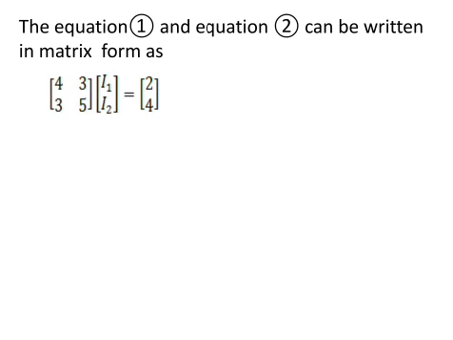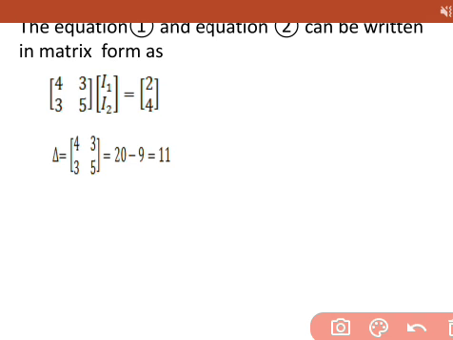The equation 1 and equation 2 can be written in matrix form as, on the left hand side of the system, the coefficient matrix, that means the coefficient of I1 and the coefficient of I2, and the right hand side with the answer values. Answer values means 2 and 4. Let delta be the determinant of the coefficient matrix of the above system. The determinant of the given matrix is 4 into 5, 20, minus 3 into 3, 9, 20 minus 9 equals 11.